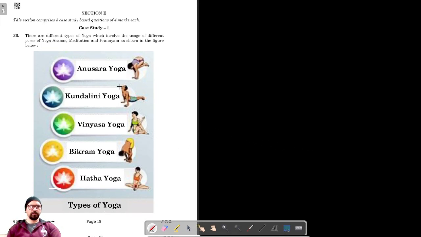Here we are on section C, and this section has three case study based questions of 4 marks each. Let's start the first one. These are the different types of yogas, which involve the usage of different poses of yoga, asanas, meditation, and pranayama, as shown in the figure. So, types of yogas that can be performed, and let's move on.